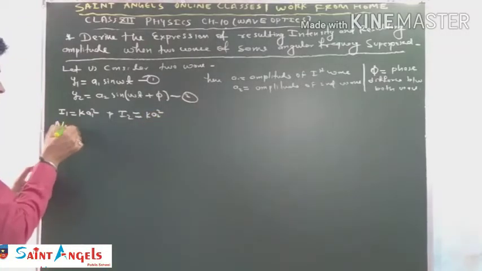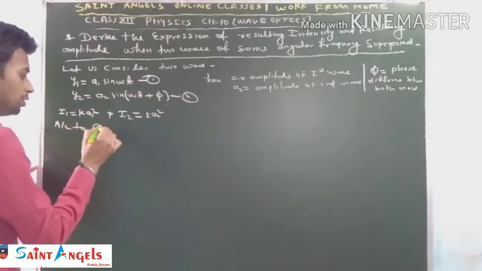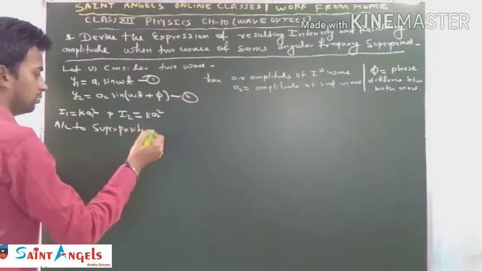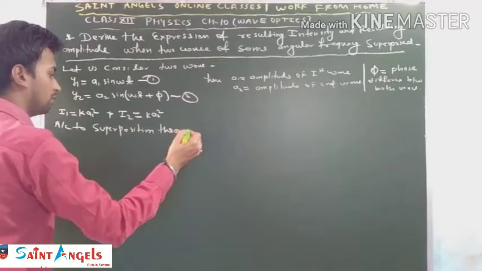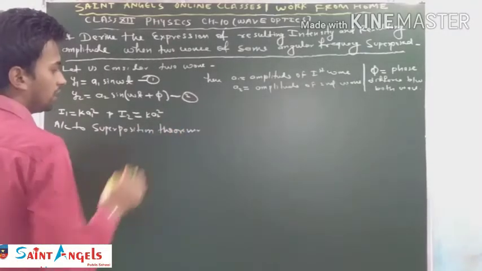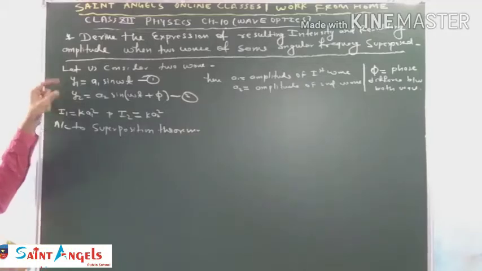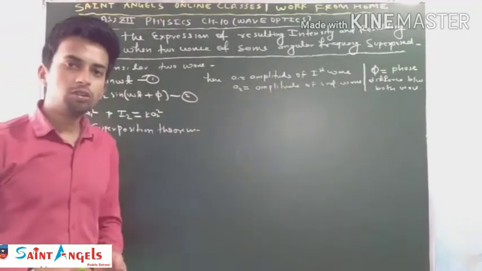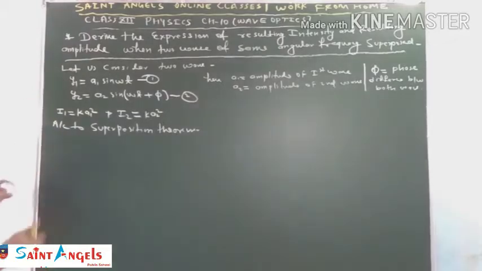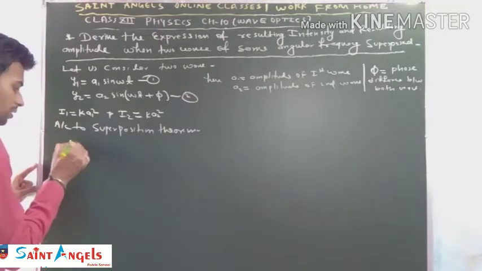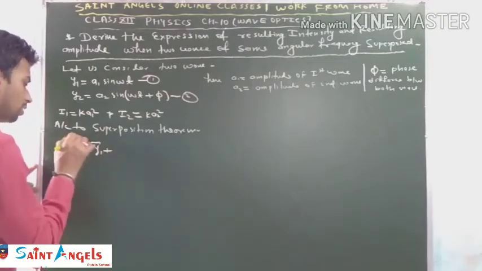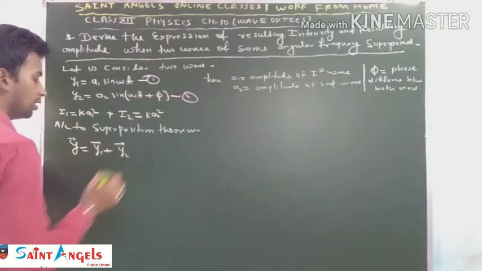Now according to the superposition theorem, when two waves are superposed at a point, then the displacement of the resulting wave is the vector sum of the displacement of each wave. That is, displacement of the resulting wave y equal to y1 vector plus y2 vector.